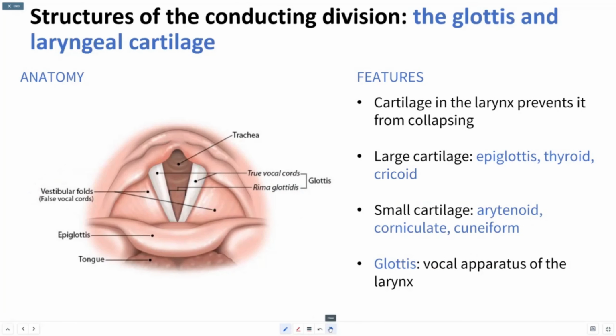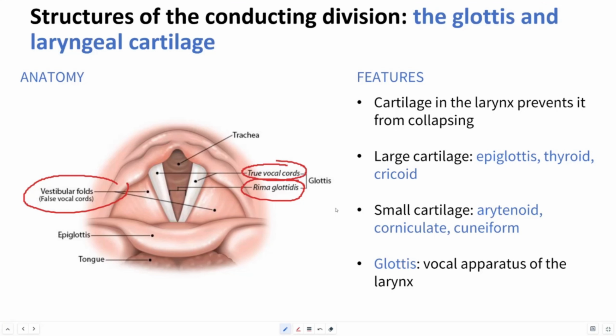The vocal ligaments extend between the thyroid cartilage and the arytenoid cartilage. These ligaments are covered with a mucosal membrane to form the vocal folds, also known as the vestibular folds. These will then produce sound. The openings between the vocal folds are called the rima glottidis. The glottis is formed by the vocal folds and the rima glottidis.